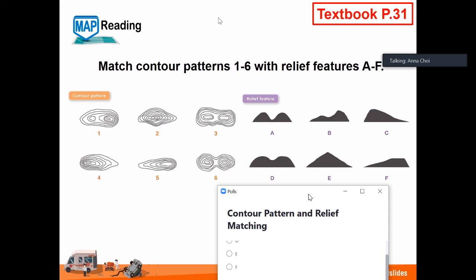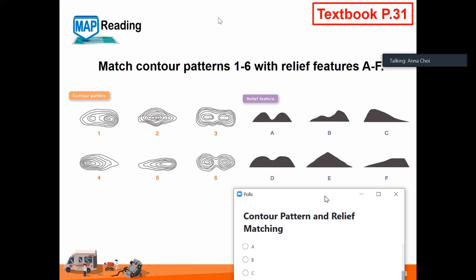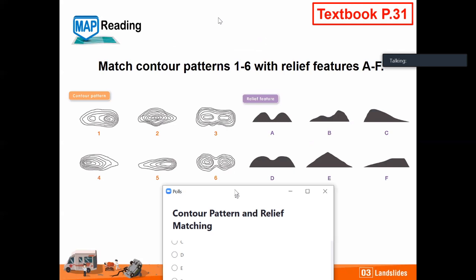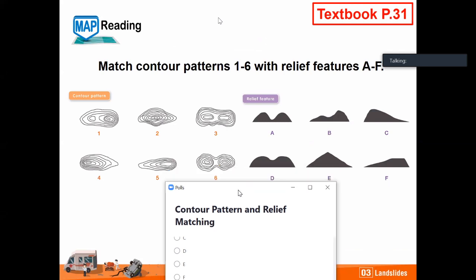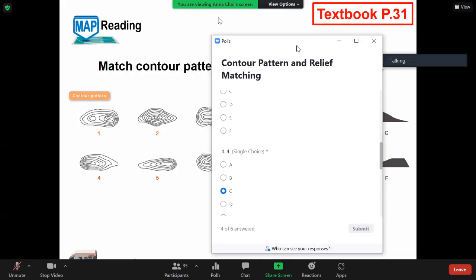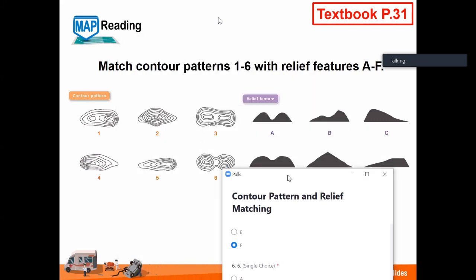Can you see my polling? So after you finish page 31, then you show your answers in the polling. So altogether, there are 6 questions. Oh, you're learning relief.